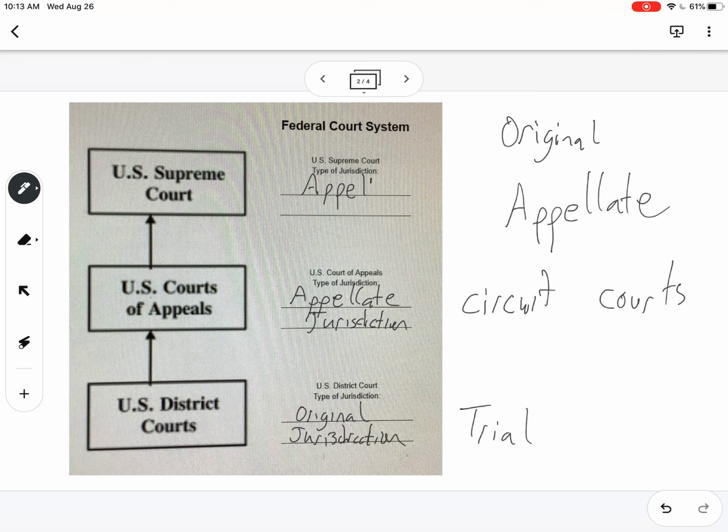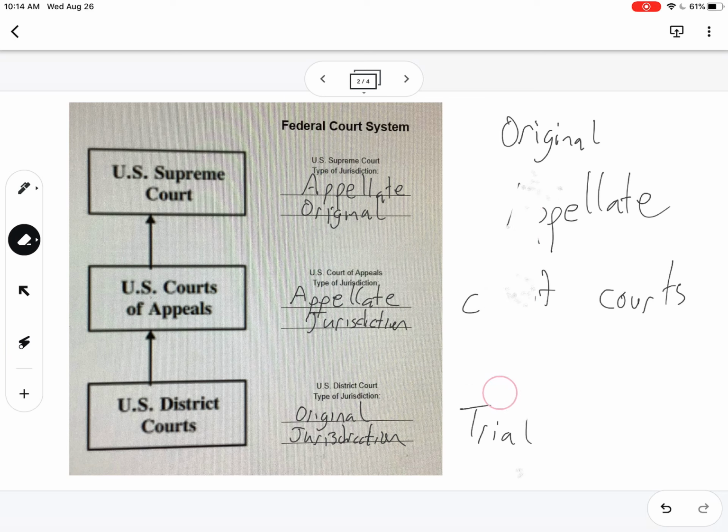So they have appellate and original. So the reason they have both is because your original assumption that they have appellate because they hear appeals from the appeals court is correct. So they have appellate jurisdiction. But they also have original jurisdiction for specific cases.